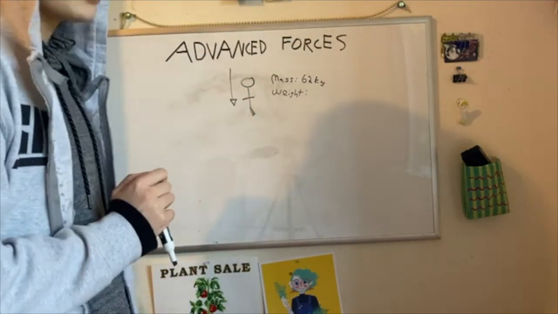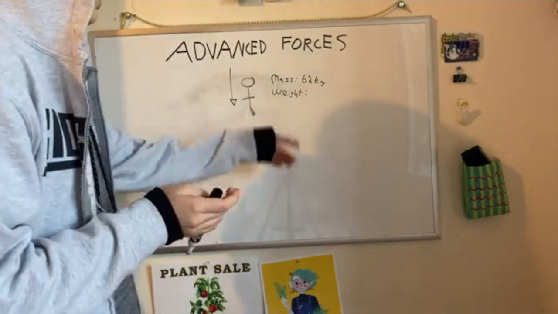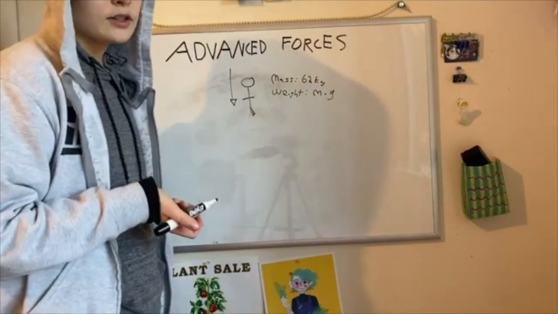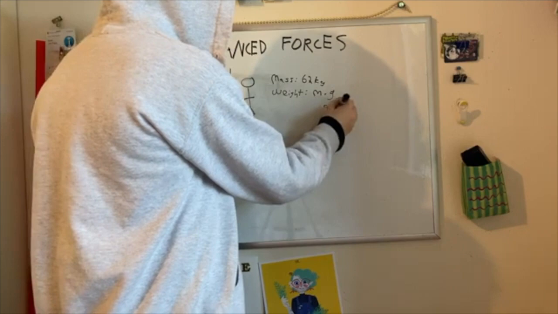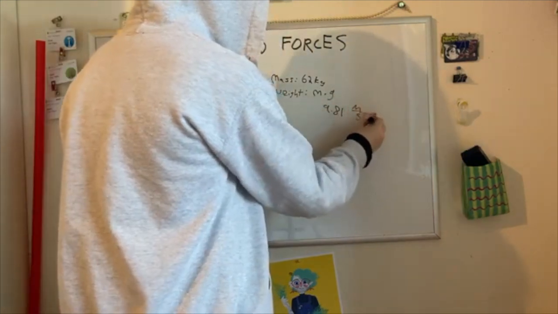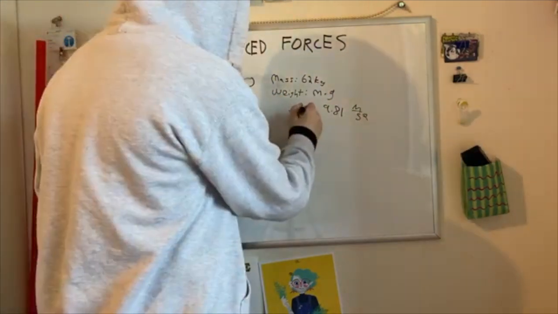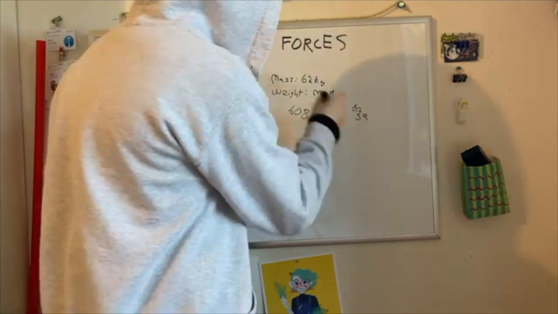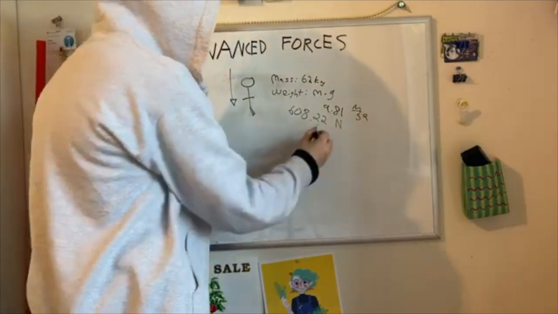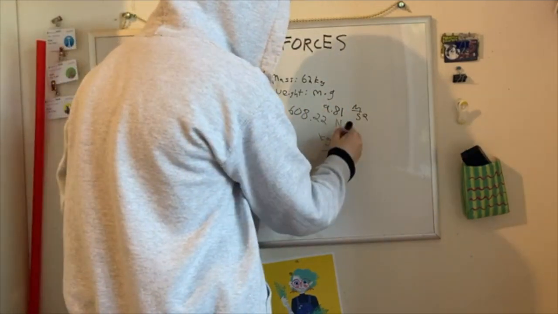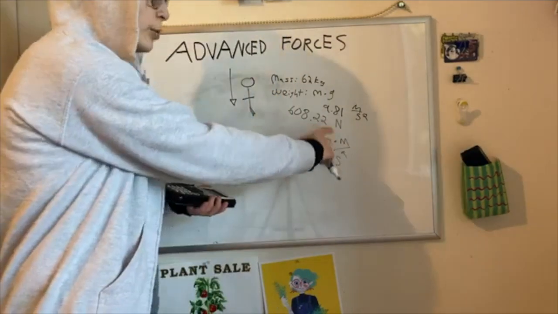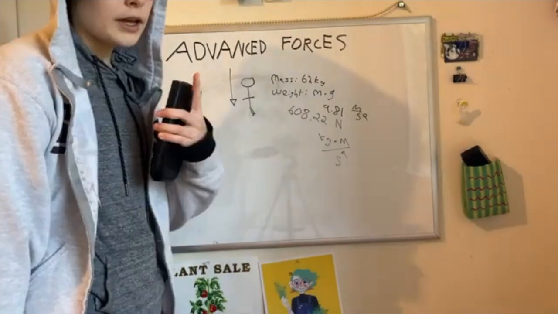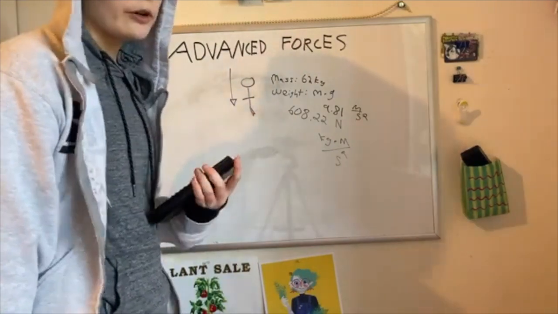How much force gravity pulls on him is dependent on his mass. Weight is equal to mass times the force of gravity. And on Earth, it happens to be 9.81 meters per second squared. So his weight is 608.22 newtons. The newton is actually equal to a kilogram times a meter over a second squared. Now, if he was on a different planet, this number would be different. On Mars, it's like 3 point something. Mass does not change, weight does change when you go to different planets.